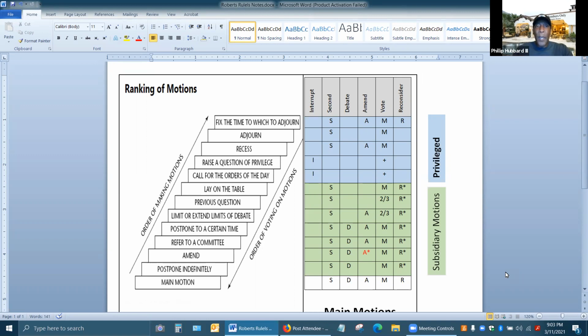But I just want to show you on the right side of the stairway, it says order of voting on motions. And again, the order of voting starts from the top and works its way back down to the main motion. The most important thing there is the fixed time to adjourn. The least important is the main motion. Again, we get back down to that. But what brings us to discussion? The main motion. And then we work our way up.